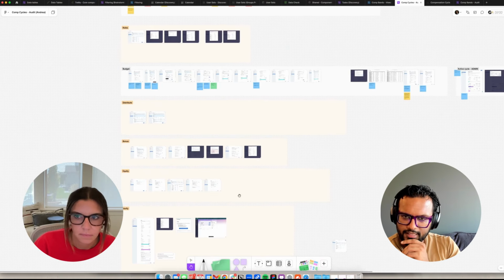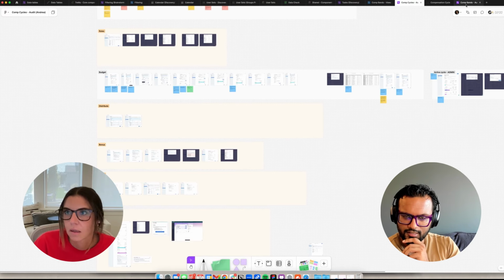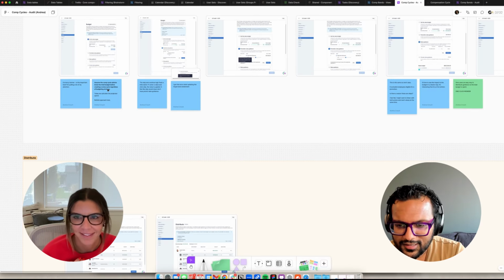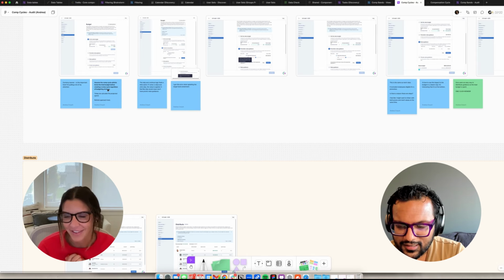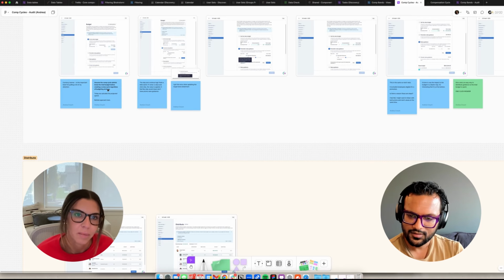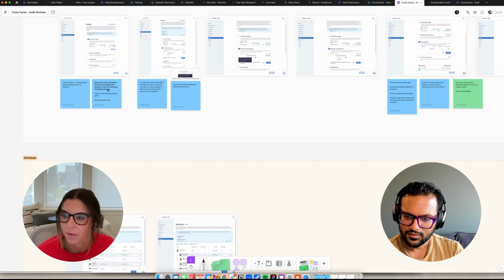Oh, this is so comprehensive. This entire UX audit, it's massive. I had to wrap my head around this big product area and get ramped up pretty quickly. So I'm just going to go through and screenshot everything. And this was really helpful for not only ramp up, but understanding what the user is going through when they're setting up a comp cycle in Lattice.